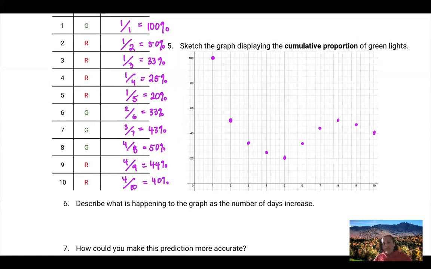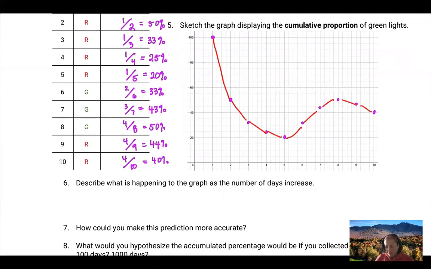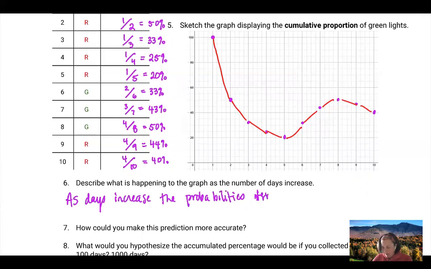So as you can see in the graph, there was a huge jump from the first day to the second day, right? It went from 100% way down to 50%, and then it jumps not quite as much between the rest of the days. So as the number of days increases, the probabilities tend to, I guess, settle down.